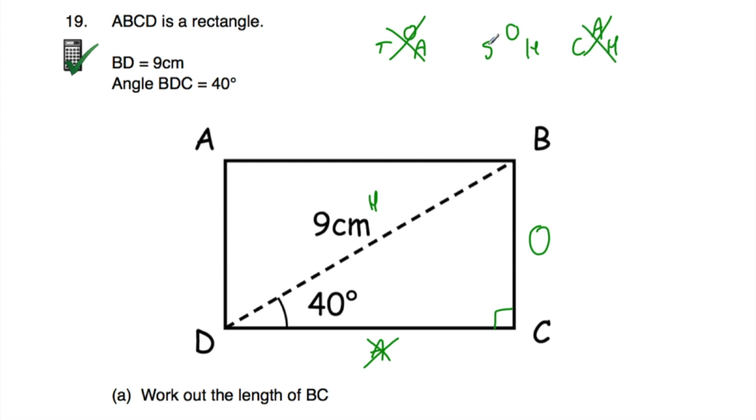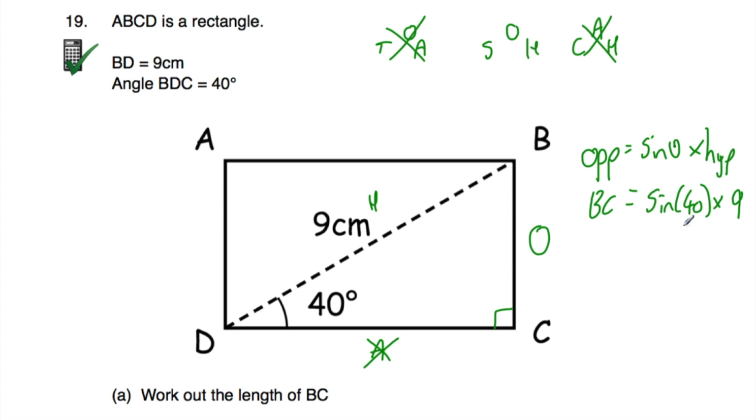So in this question we're going to be using sine, and we want to work out the length of BC, so that's the opposite. So if we look at our triangle, we're going to cover up the O, and we're going to do the sine of the angle multiplied by the hypotenuse. So let's write that down. The opposite is equal to the sine of the angle, so sine theta, multiplied by the hypotenuse. And let's substitute in our values. The opposite, which in this question is BC, what we're trying to find, is equal to the sine of 40 multiplied by the hypotenuse, which is 9. So if we do the sine of 40 multiplied by 9, that'll give us the length of BC.